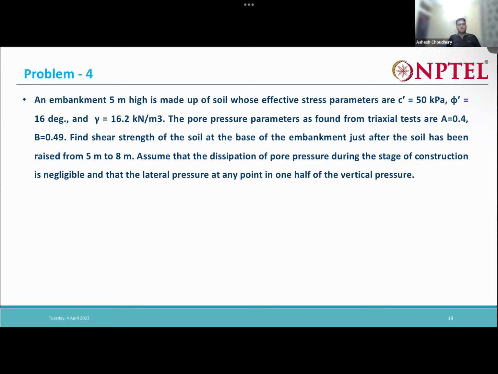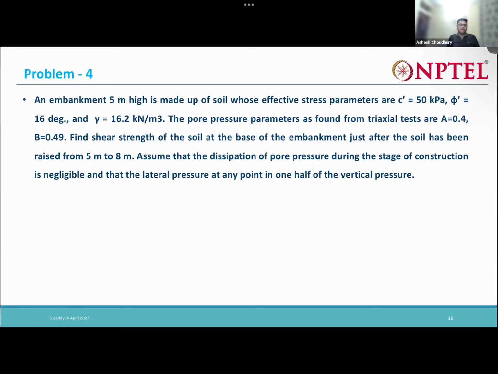Okay. So we have a 5-meter high embankment for which C dash and phi dash values are given to us. And also we have the pore pressure parameters for that soil that were found from the triaxial test. Those are given as A is equal to 0.4 and B is equal to 0.49. Now we need to find out the shear strength at the base of the embankment just after it has been raised. So initially the height of the embankment is 5 meters. Then the height of the embankment has been raised to 8 meters. So we need to find the shear strength of the soil at the base of the embankment after this process.